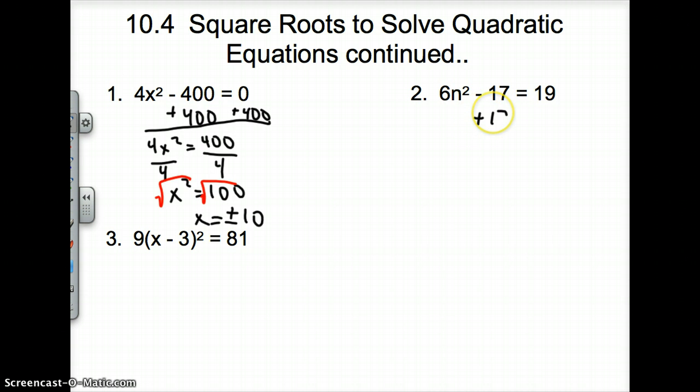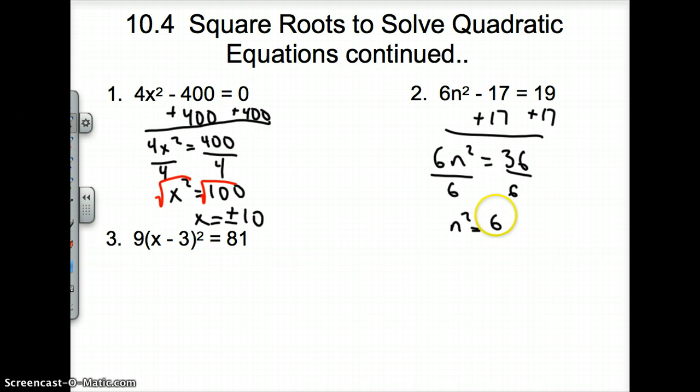Jumping to number 2, how do you get the n squared term by itself? Add 17 to both sides. So we bring down the 6n squared equals 36. How do you get n squared by itself? Divide by 6 on both sides. So we have n squared equals 6.